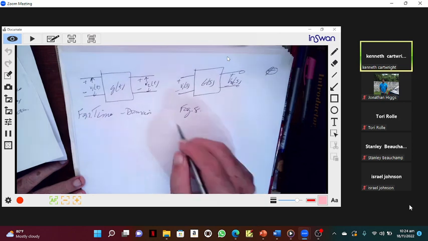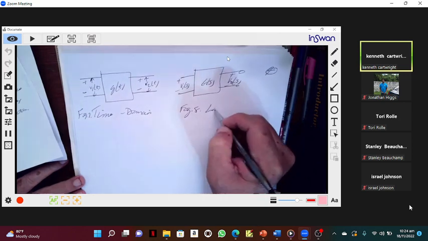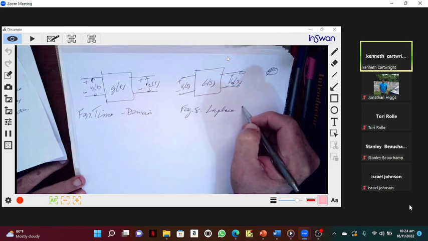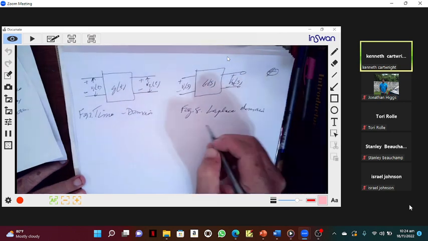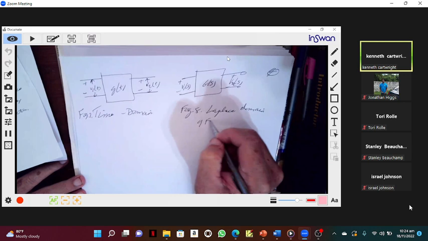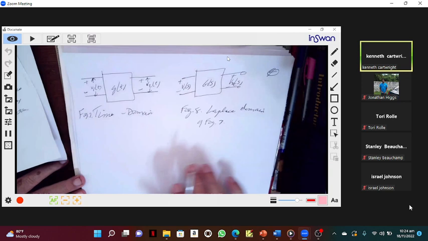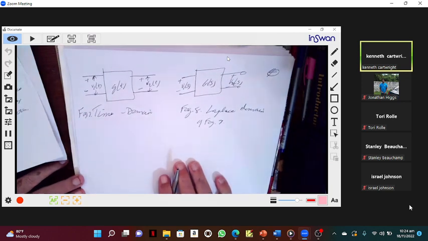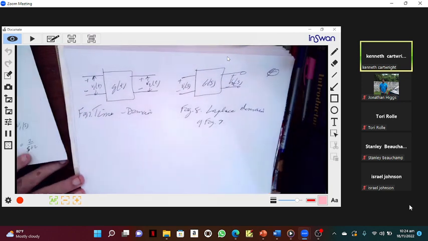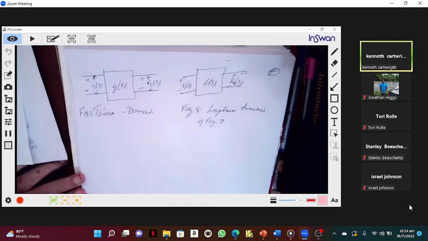And how is V2 related to V1 in the Laplace domain? How is V2 of S related to V1 of S? We just did this, folks. We did this twice already.